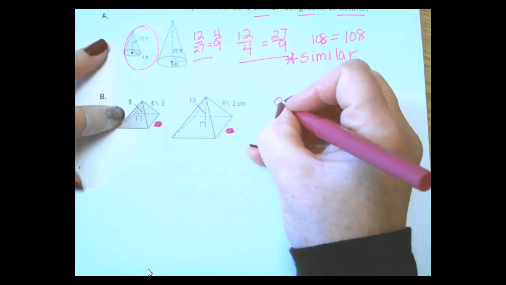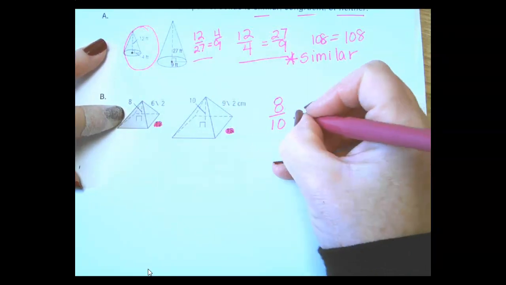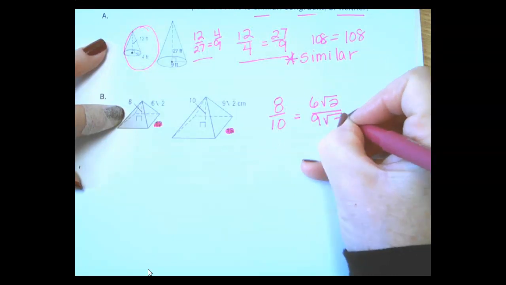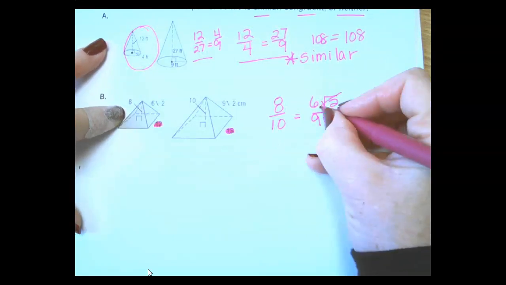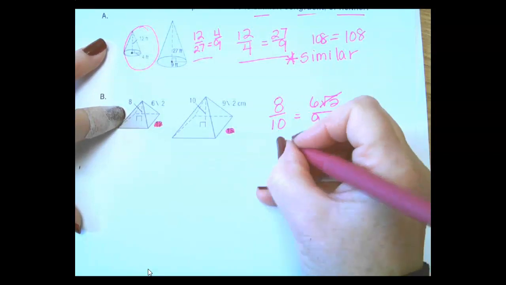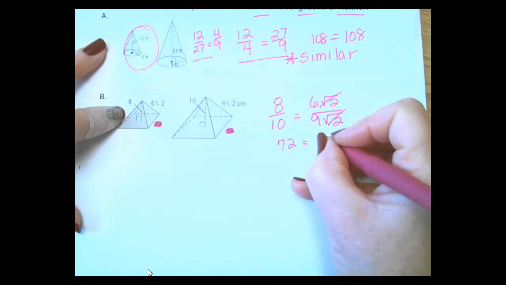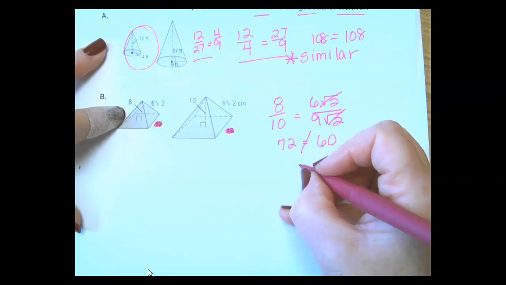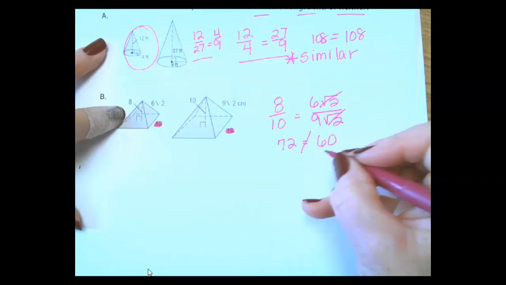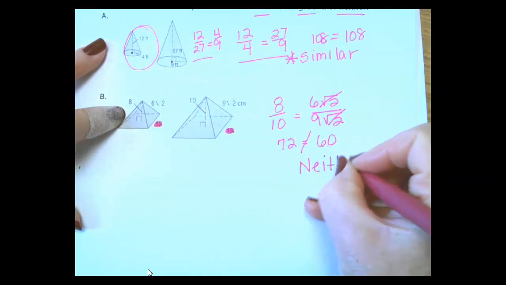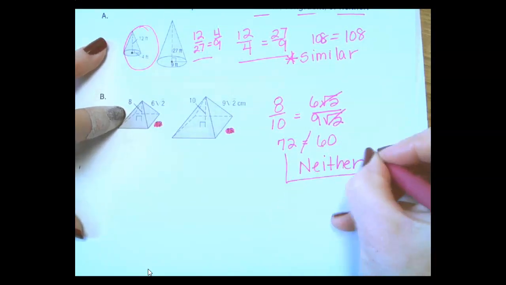So I'll do 8 to 10. I like to mix it around. What goes with 8? 6 times the square root of 2. What goes with 10? 9 times the square root of 2. Okay, we can cancel that out, simplifying it first. Now we're going to cross multiply. 8 times 9 is 72. 6 times 10 is 60. So this is neither congruent nor similar. Neither. And that is that.